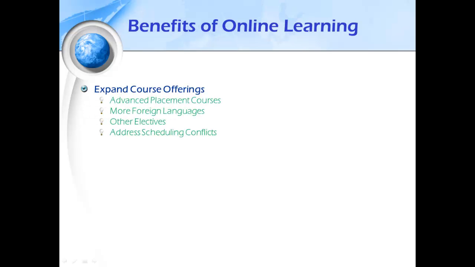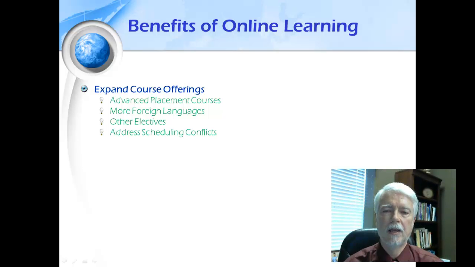So first, let's think about why we have online learning and what the benefits of it are. For one thing, with online learning, we are able to expand our course offerings to the students. We're able to offer advanced placement courses, for example, that we would not otherwise be able to offer. We have a student this year who is taking AP Computer Science, and just one student. We would not be able to offer that as a class for just one student, but we're able to do this through Sevenstar, through online programs.